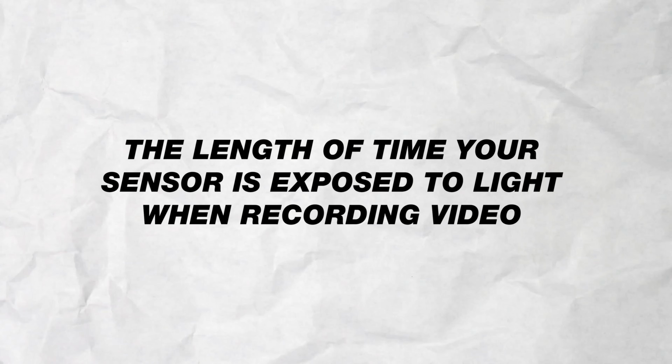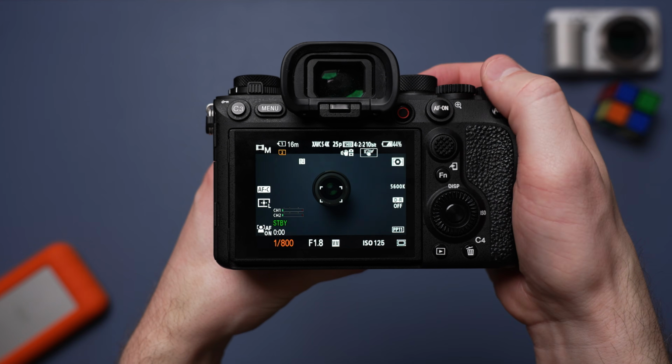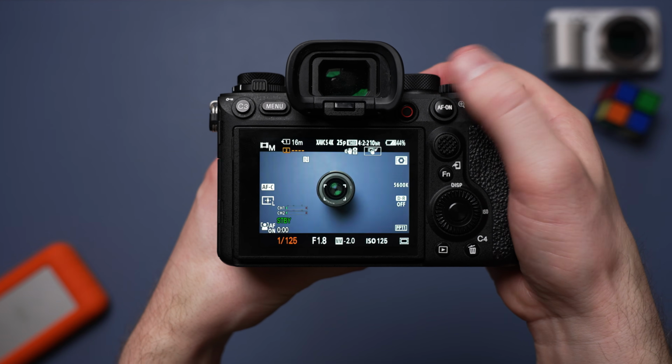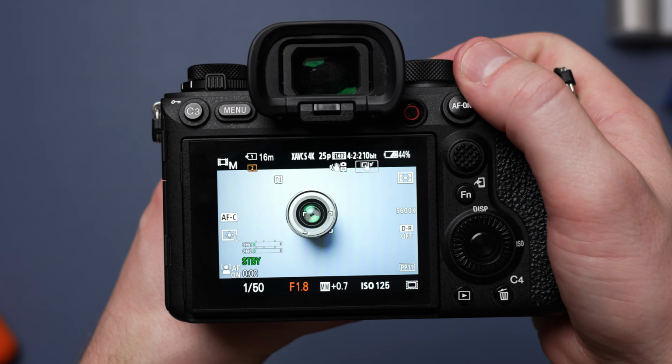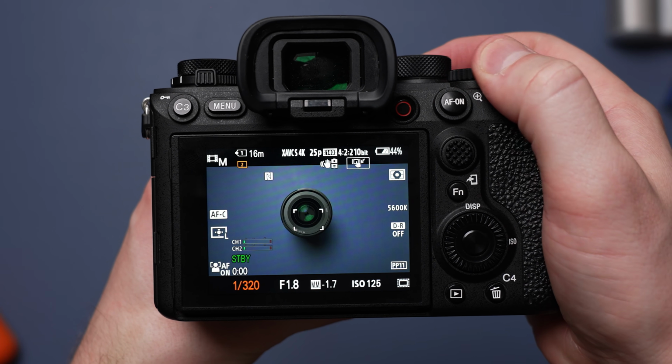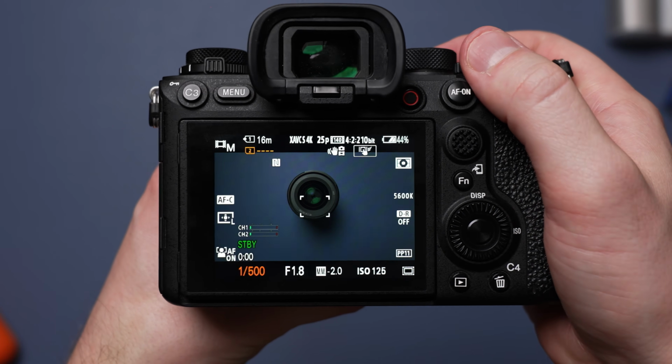Now, our next setting is shutter speed, and shutter speed refers to the length of time that your camera's sensor is exposed to light while shooting. So the slower your shutter speed is, the more light your sensor will let in, and the more motion blur you'll have as well. On the reverse, the faster your shutter speed is, the less light is going to be hitting your sensor, and then the less motion blur you'll have as well.